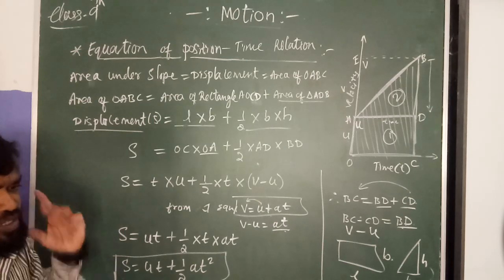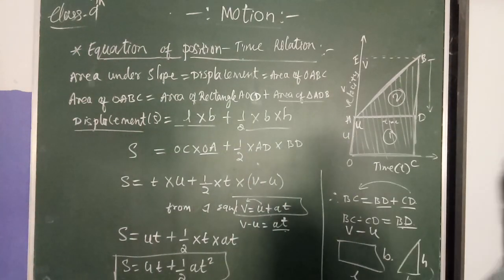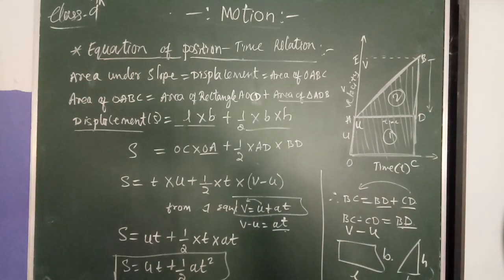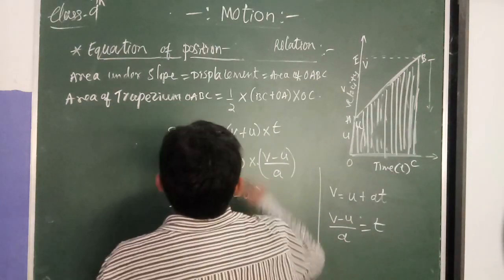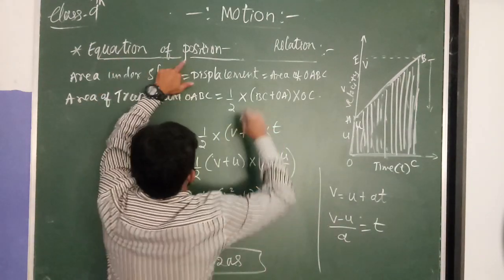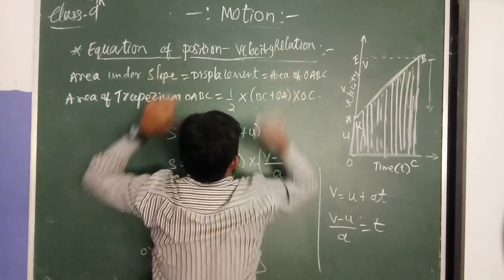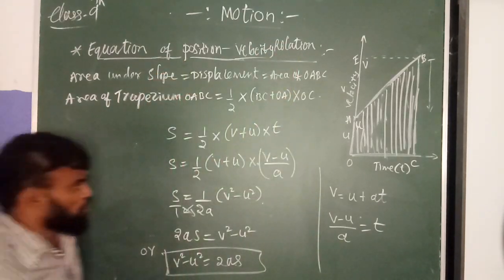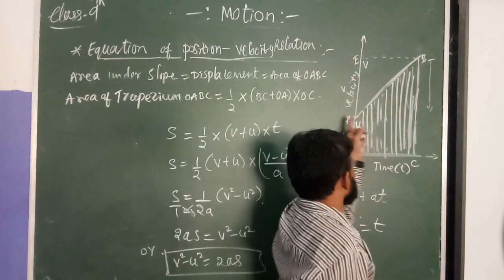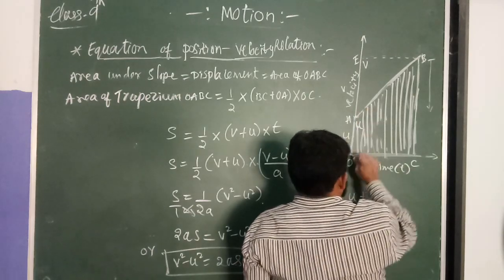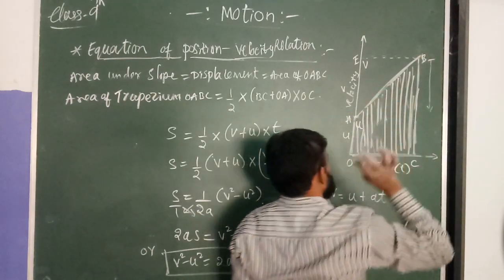Next one, the last one is here, and I will explain this also. Now I am going to explain the third one, that is the equation of position-velocity relation. Now the rectangle is not there like that, only the trapezium will be there. See, first side, second side, third side and fourth side. The trapezium will be given.